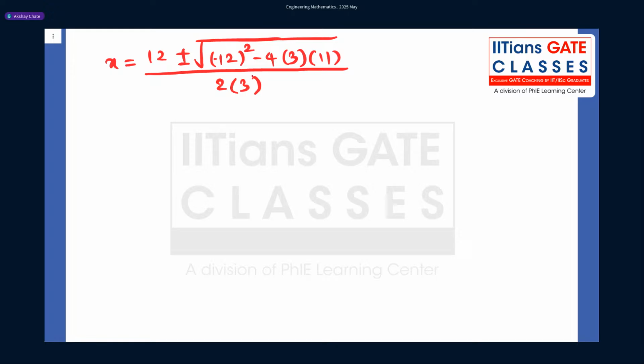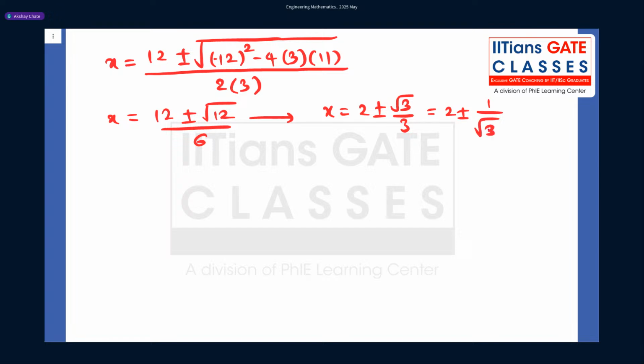And if you solve this, 144 minus 12 into 11, that is root 12. So what you get is x equal to 12 plus minus root 12 by 6. So you can divide by 6 or 2 also. So you can further simplify this. So this will become 2 plus minus, and root 12 is nothing but root of 4 and 3, which is 2 root 3, so 2 root 3 by 6. So 2 root 3 by 6 will be root 3 by 3, and I can write this again as 2 plus minus 1 by root 3.